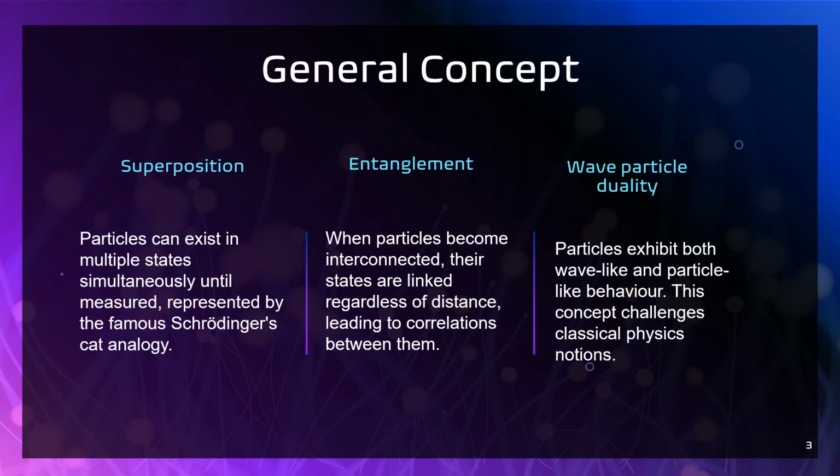We also have entanglement. When particles become interconnected, their states are linked regardless of distance, leading to correlations between them, thus being entangled together. And we have the wave-particle duality. This states that particles can exhibit both wave-like and particle-like behavior. And this concept has challenged a lot of classical physics notions of how particles can be at two states simultaneously.